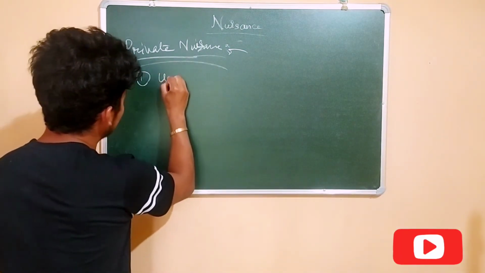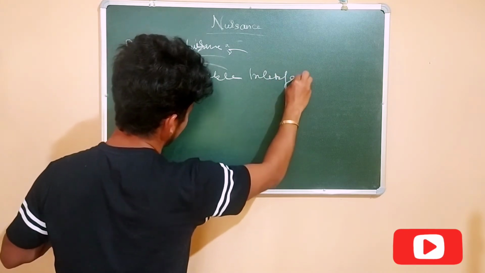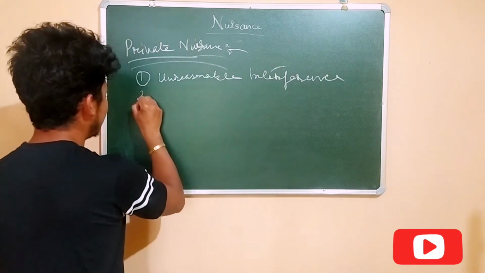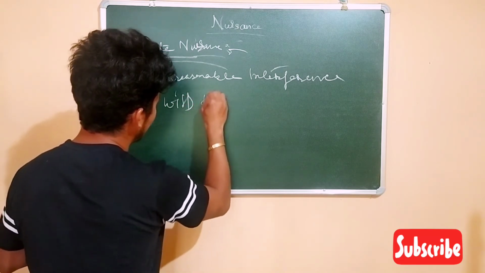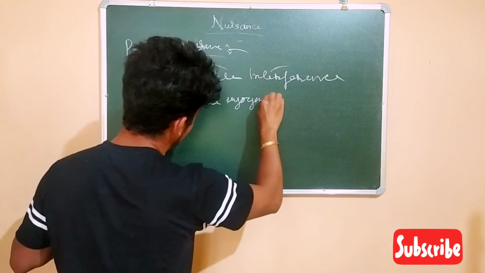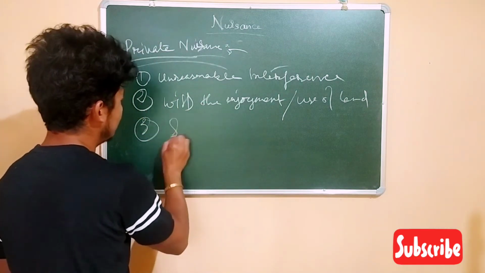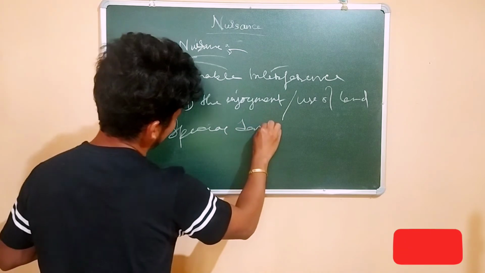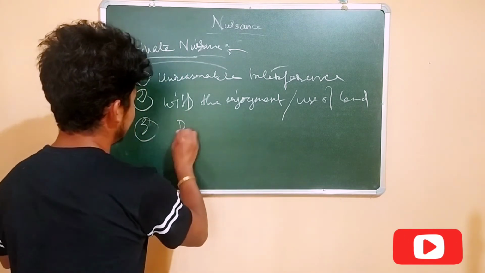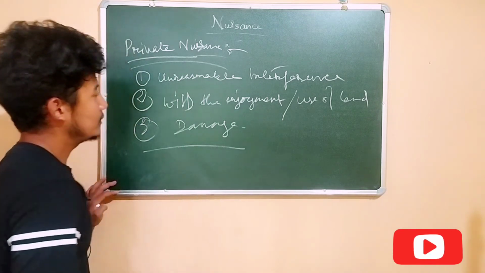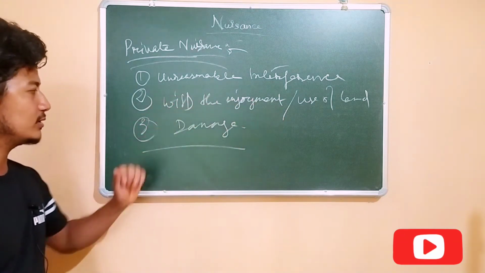Number one, unreasonable interference, with the enjoyment or use of land, and number three, damage. It's not special damage, it's damage only. So there are three essentials of private nuisance: unreasonable interference, which is with the enjoyment or use of the land, and damage.